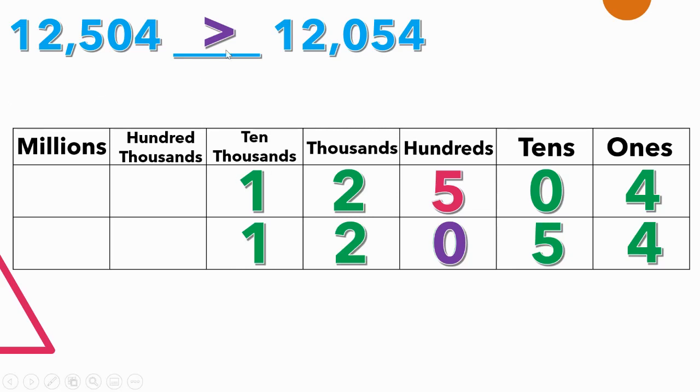This symbol here we read as greater than. We always are comparing our first number to the second number. So our first number is greater than our second number. 12,504 is greater than 12,054.